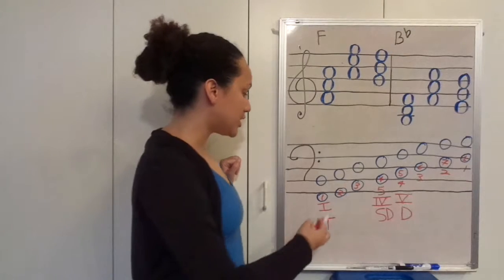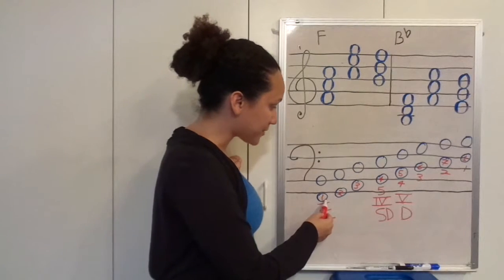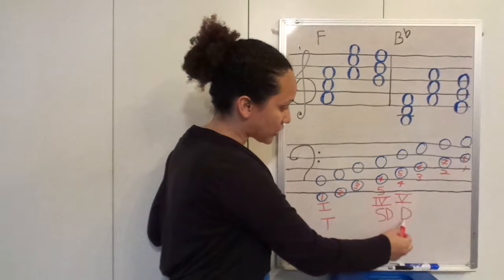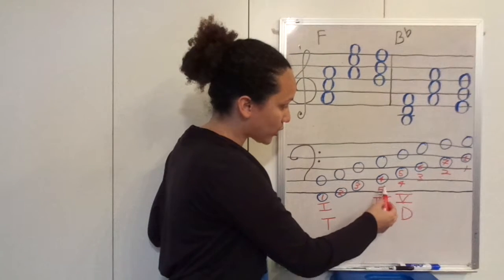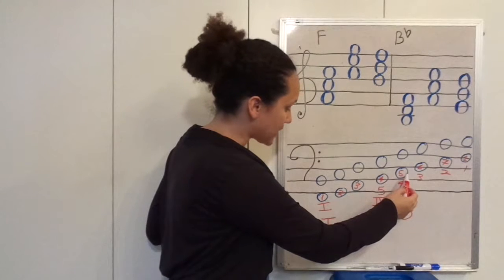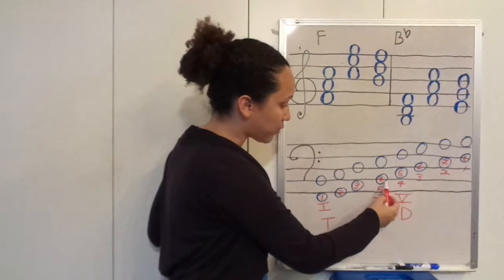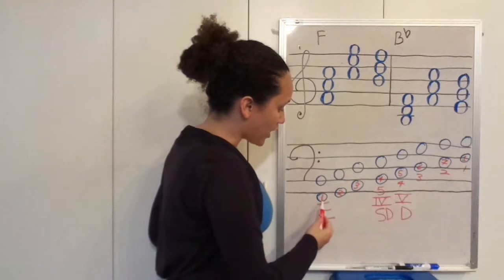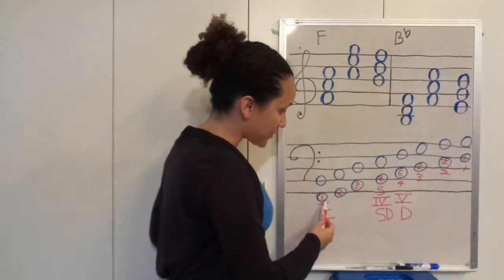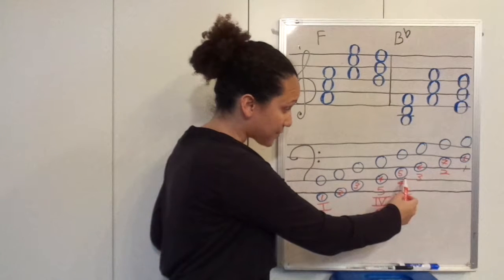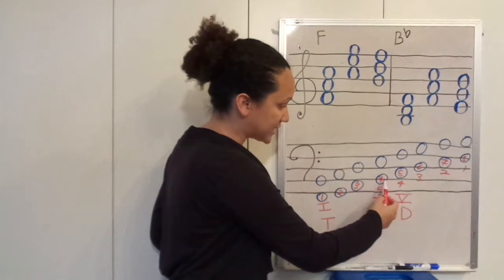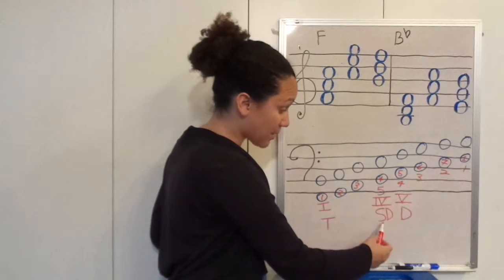So the 1 chord is F, the 5 chord is C, and that's our dominant. The 4 chord is B, and that's our subdominant.